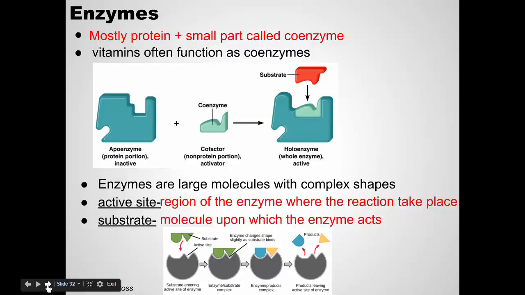Once the entire assembly is complete and you have the cofactor combined with the apoenzyme, the entire functional enzyme is called the holoenzyme. Okay, so that's where those terms, apo and holoenzyme, come from. You're going to see it on the lab when we do the lab, so I wanted to point that out.